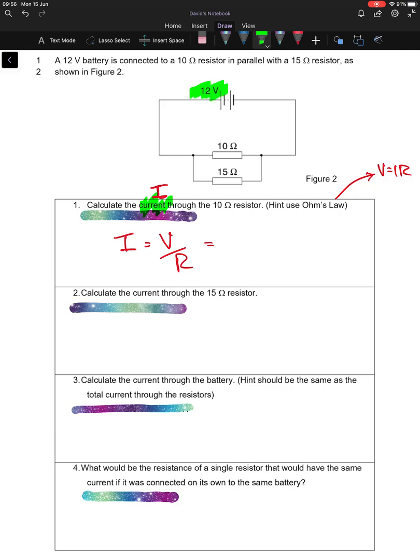So what is our voltage? It gives us it right here, 12. What is our resistance? It gives it us, we've got a 10 ohm resistor. 12 divided by 10 gives us 1.2. Because it's current, it should have amps. And as you'll see, correct answer again.